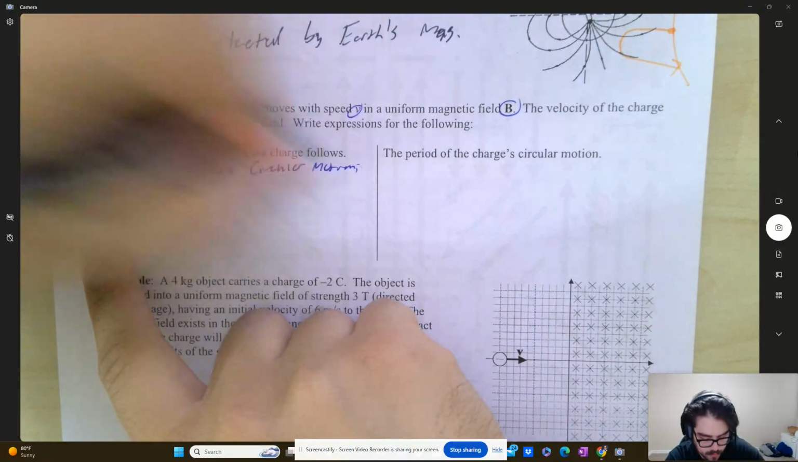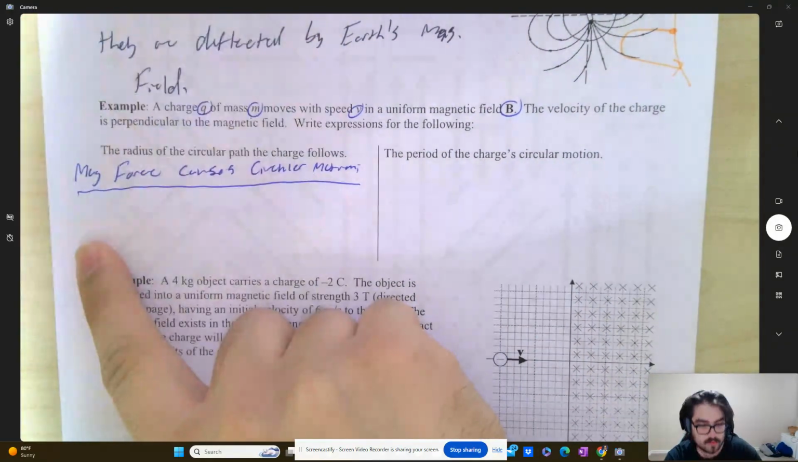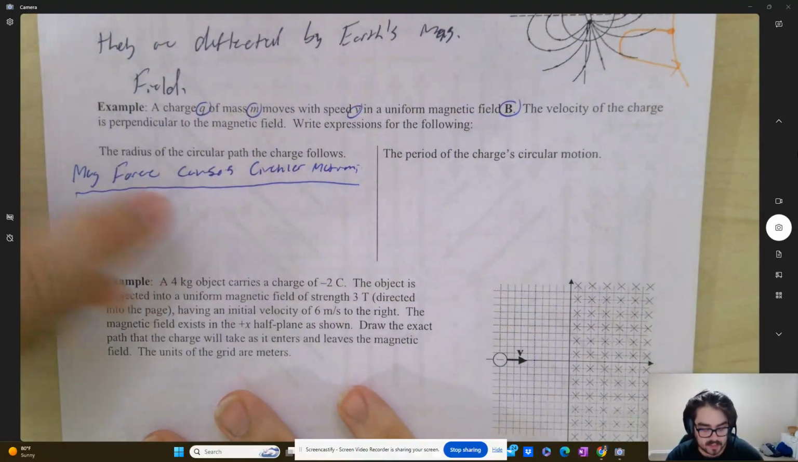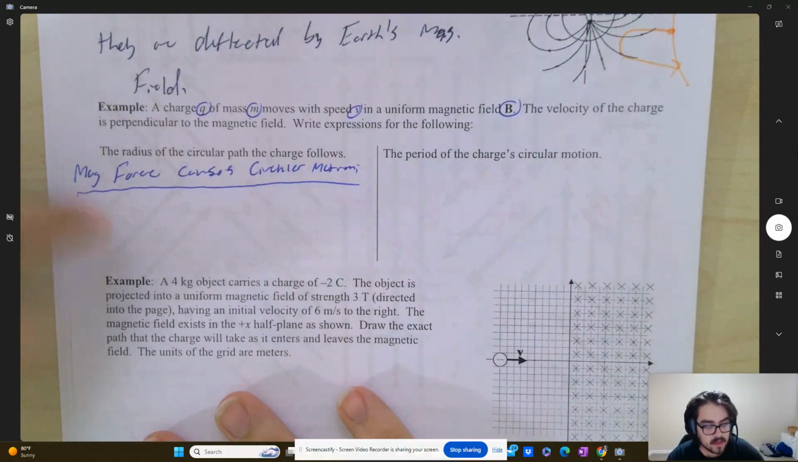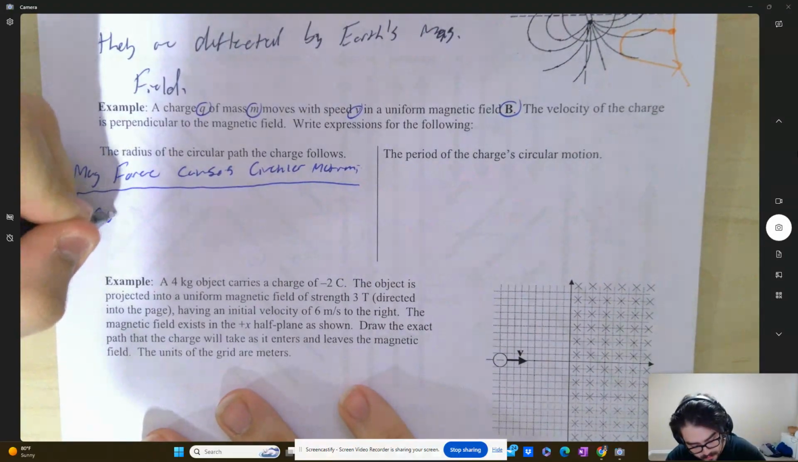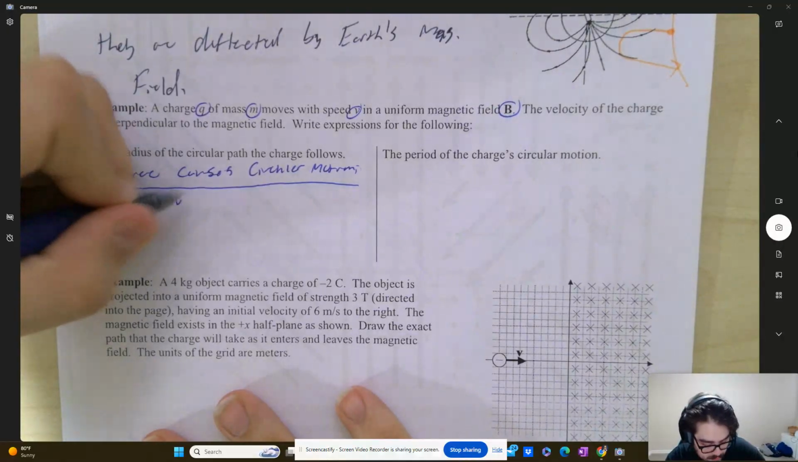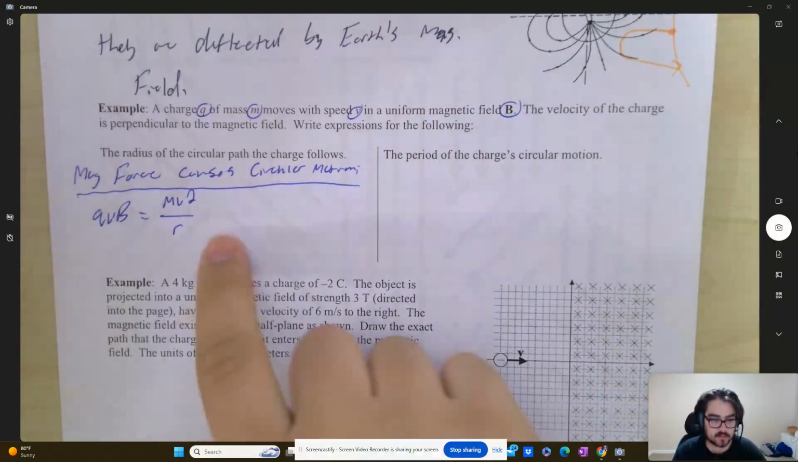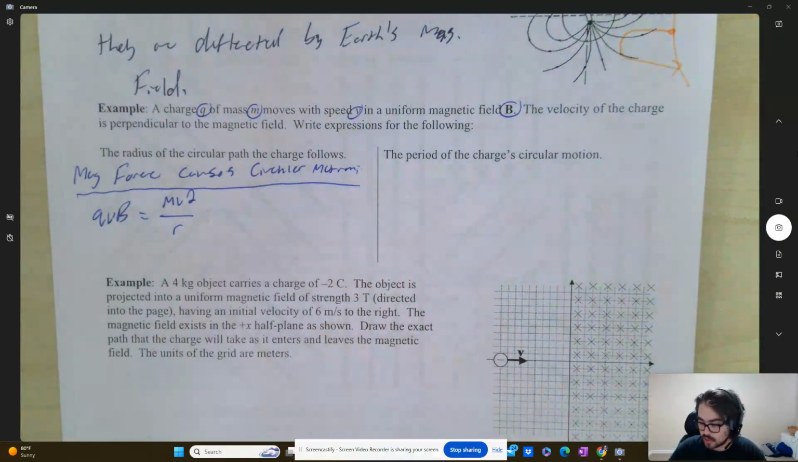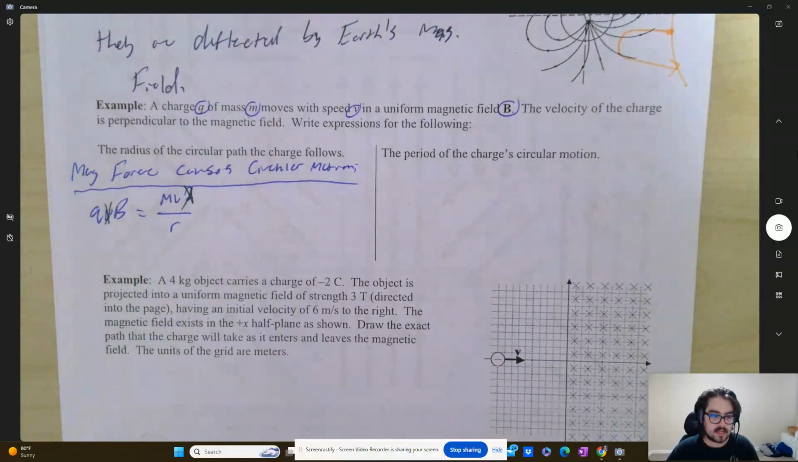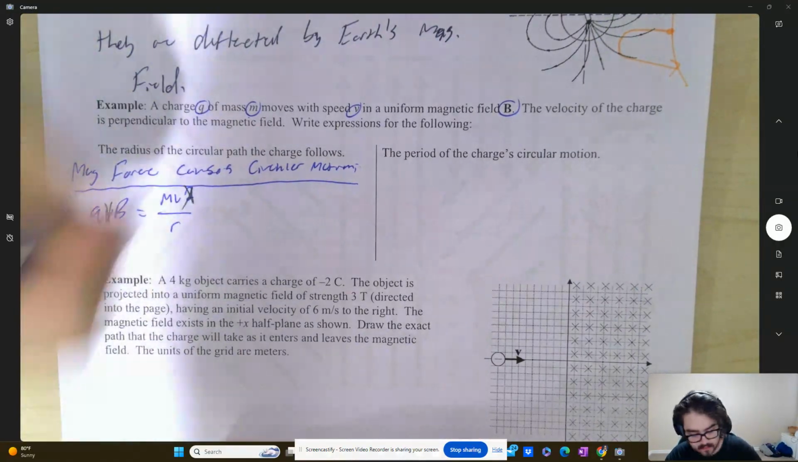So we're going to use our centripetal acceleration equation from physics 1, and we're going to set that equal to the magnetic force. So magnetic force is just QvB, and we set that equal to mv squared over r. That's our centripetal force equation. And you should notice that there's a v on the left-hand side, there's a v on the right-hand side, so we can cancel those out. We can make our lives really easy.